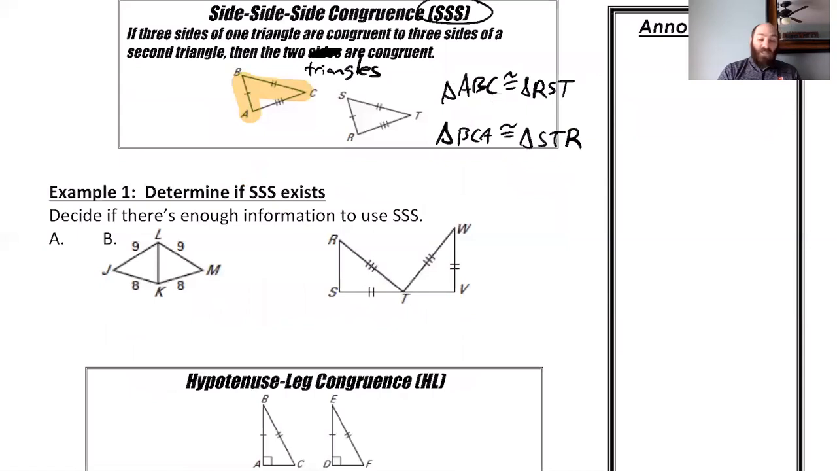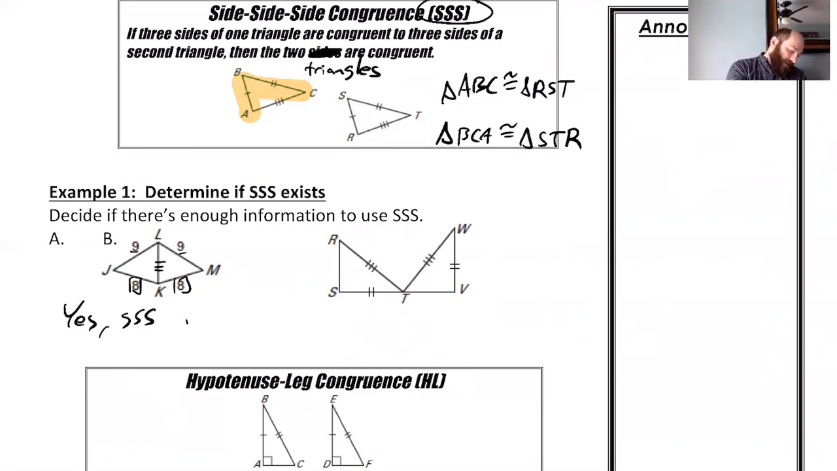So, does SSS exist here? Well, in the case number 1, I think the A and B were supposed to be spread out a little bit differently. So in this first case, yes. Okay, so yes, I do have side, side, side. The reason why is because here's one pair of sides. Here's another pair of sides. Here's the third pair of sides right there.